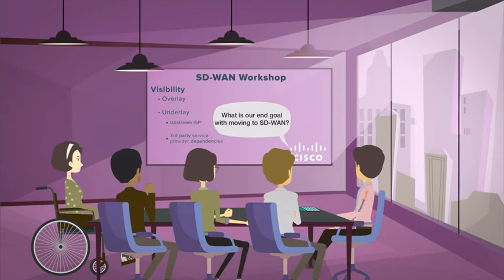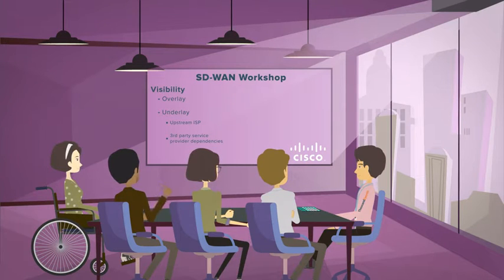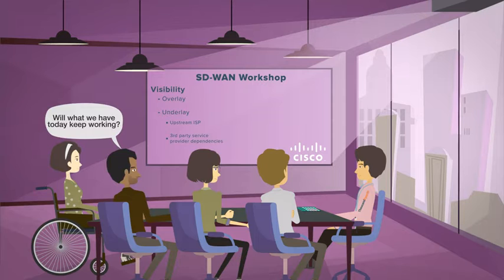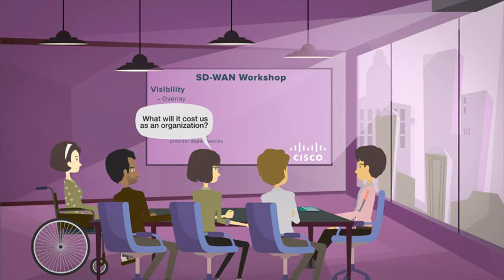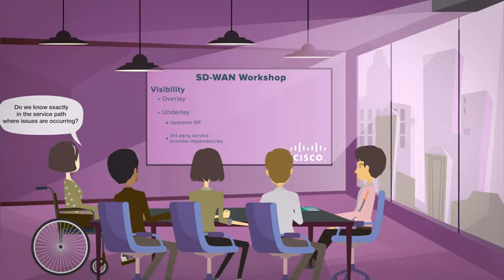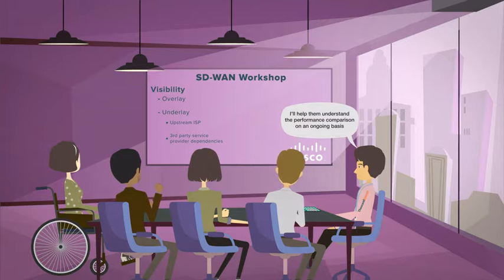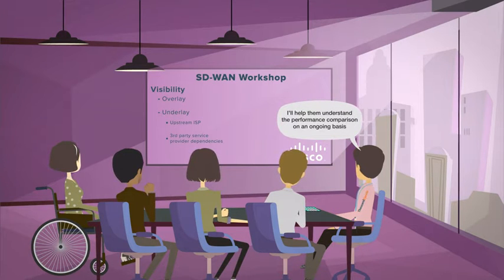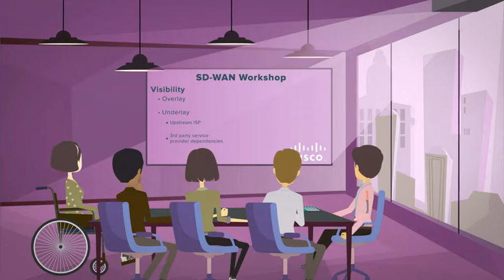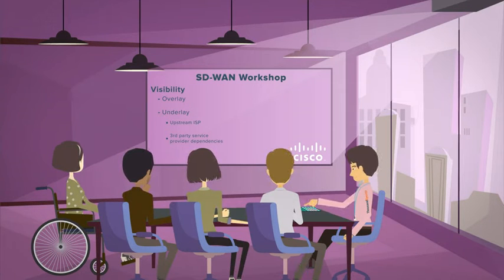What are your customers' goals? Is what they have working now? Is it working like it's supposed to work? Is it going to keep working? What is it going to cost them? Is there an issue occurring in the service path, and if there is, where is it occurring? How can you help them understand the performance comparison on an ongoing basis? Whether DIA connectivity works better than backhaul from the branch office when accessing key SaaS apps such as Salesforce or ServiceNow? Your customer cares about cost.